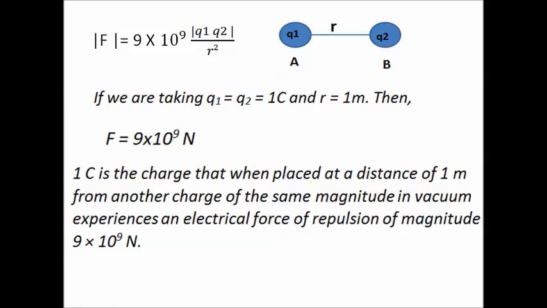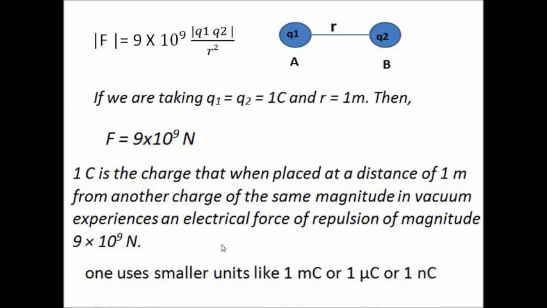Okay. And this Coulomb is a bigger unit. So, while doing problems, sometimes we will take the smaller units like 1 millicoulomb, microcoulomb and nanocoulomb. 1 millicoulomb is equal to 10 raised to minus 3 Coulomb, microcoulomb 10 raised to minus 6 Coulomb and nanocoulomb 10 raised to minus 9 Coulomb.